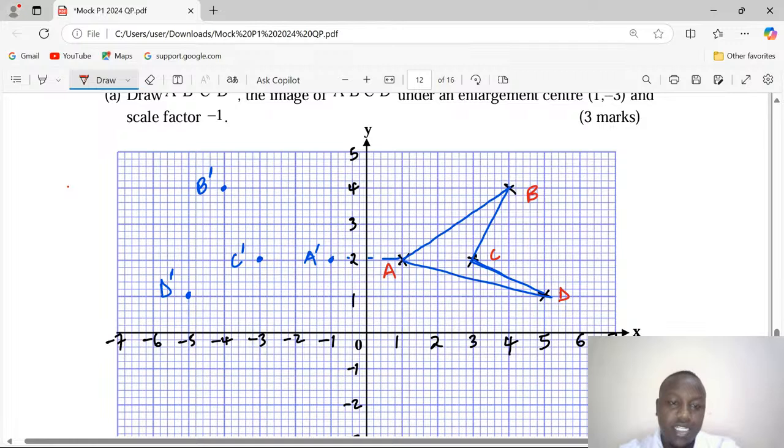You can now connect them, A to B, then B to C, then C to D, and finally, we get back to A. Yeah, so that is now the image after the reflection. We have reflected that way.